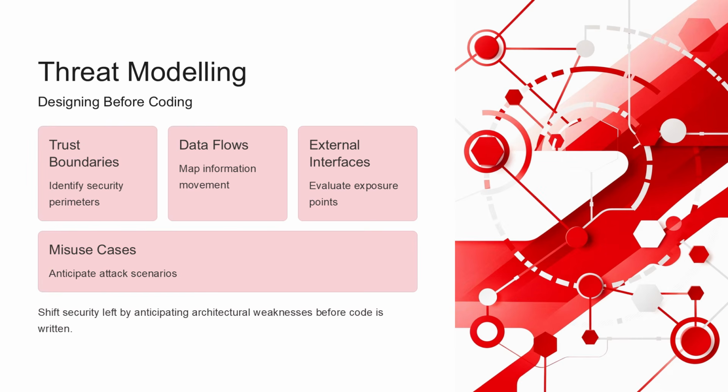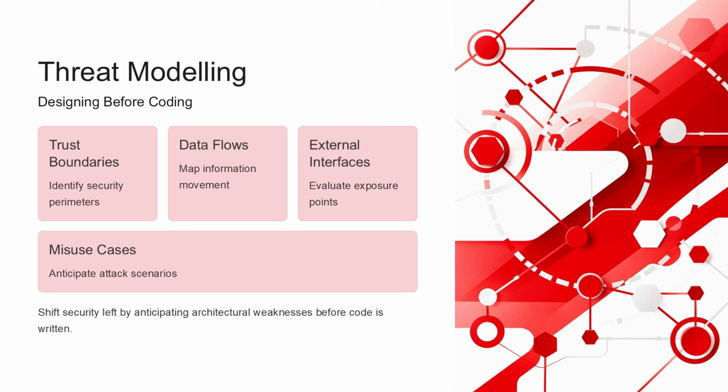One of the most powerful practices in secure SDLC is threat modeling. Before code is written, you evaluate: What are the trust boundaries? What data flows exist? What external interfaces are exposed? What misuse cases are possible? What high-value assets require additional protection? Threat modeling shifts security left. Instead of reacting to vulnerabilities later, you anticipate architectural weaknesses early.